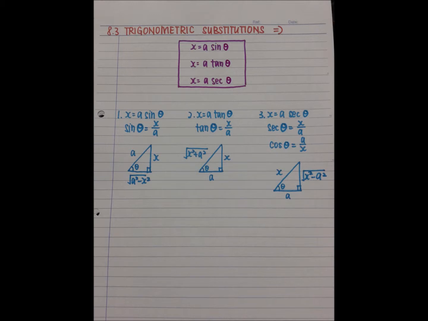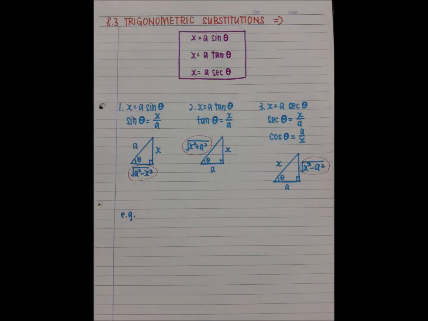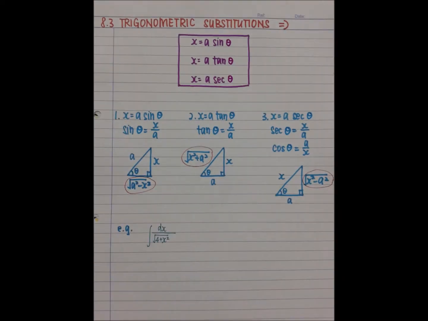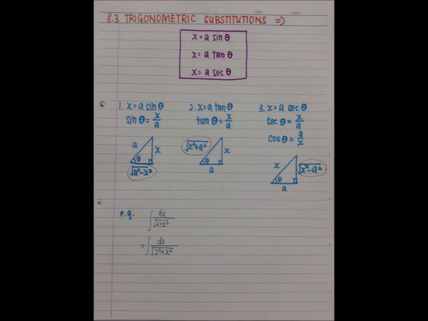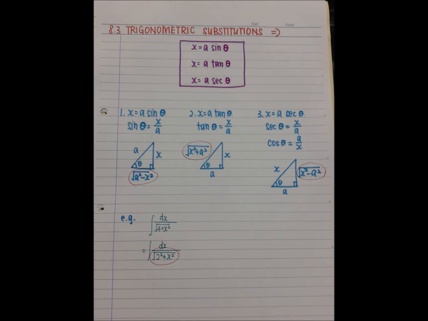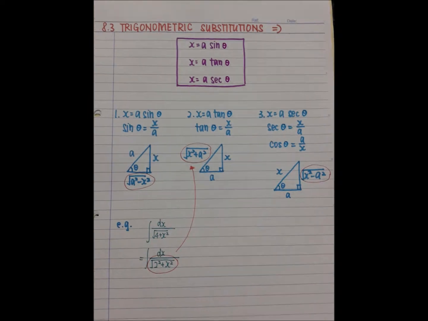We determine which trigonometric function to substitute into the equation to be integrated by comparing the equation to these three. For example, if we have to integrate 1 over the square root of 4 plus x squared, the bottom part we can rewrite as the square root of 2 squared plus x squared. We can see that it is in the form of the square root of a squared plus x squared, which is similar to that of x equals a tangent theta. So we'll be using x equals a tangent theta for the trigonometric substitution.